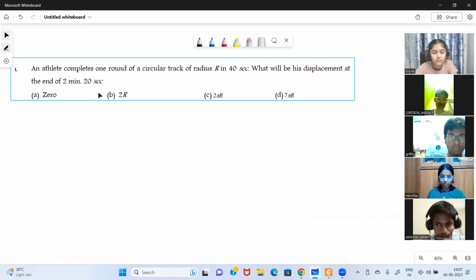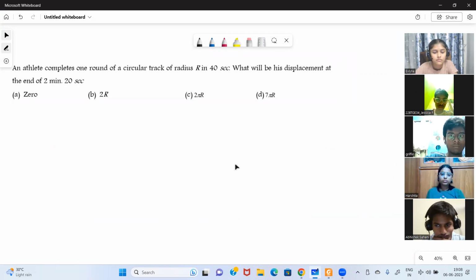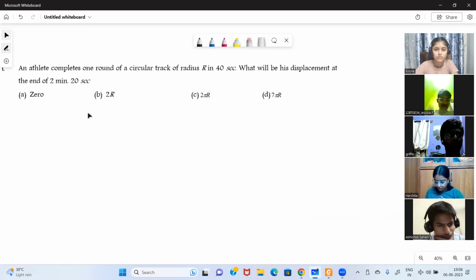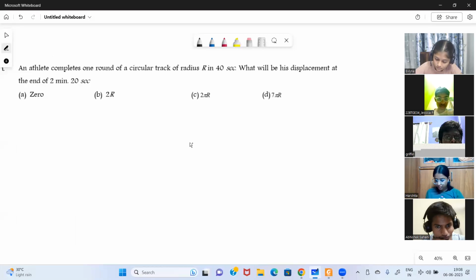An athlete completes one round of a circular track of radius r in 40 seconds. What will be his displacement at the end of 2 minutes 20 seconds? Could you try, students, on your own and report the answer to me? In a minute or two, I will also solve it for you.